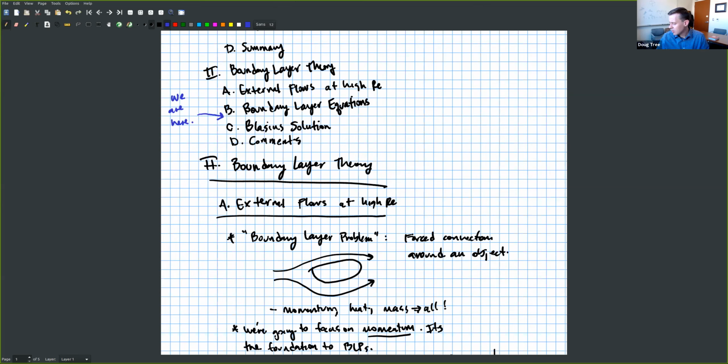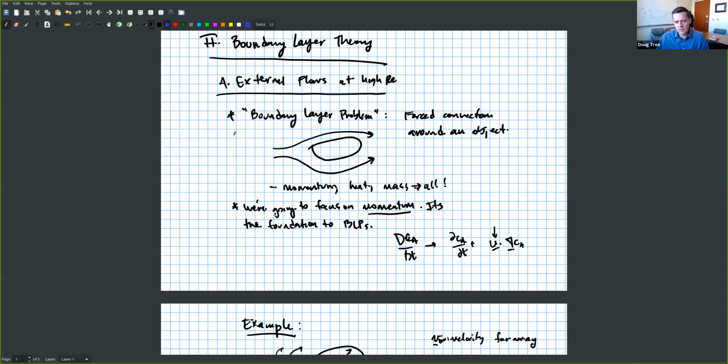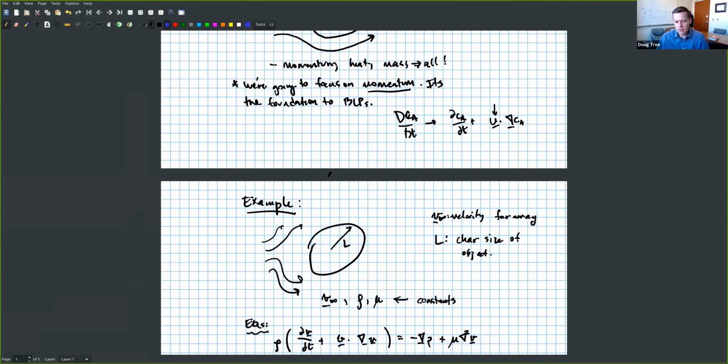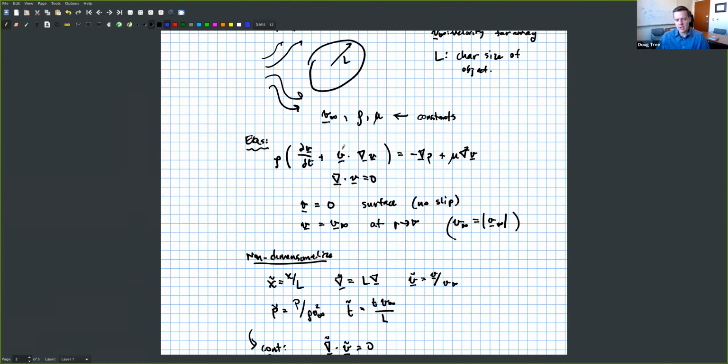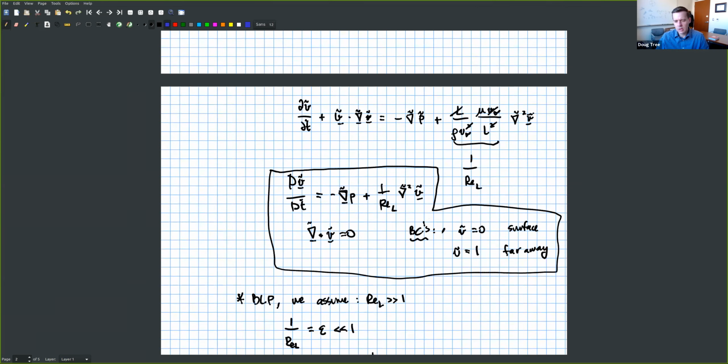All right, so boundary layer theory. So last time we talked about this idea of the boundary layer problem where you had forced convection around an object. And I said that we could have boundary layer problems that involved momentum and heat and mass transfer, but that momentum transfer was the simplest problem and the foundational problem. So we started out and we laid out our idea of an object and flow around it, and we did dimensional analysis, and we showed that when we did that, we ended up with 1 over Reynolds number in front of the viscous dissipation term.